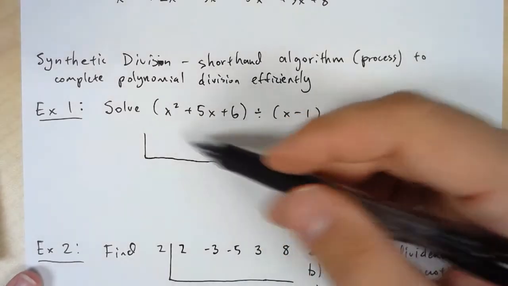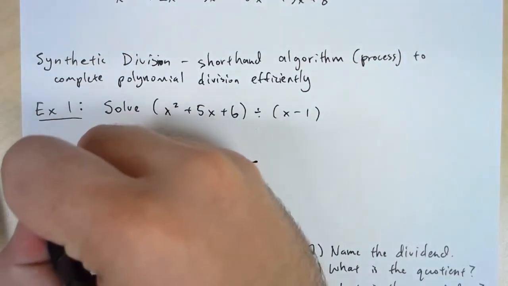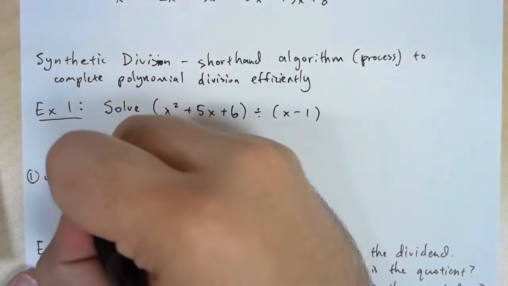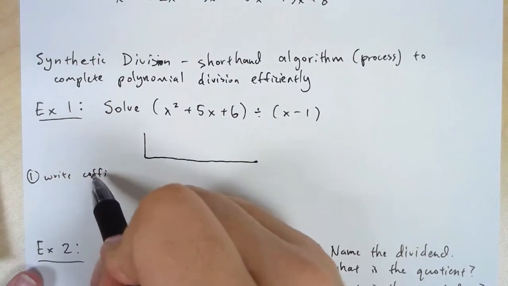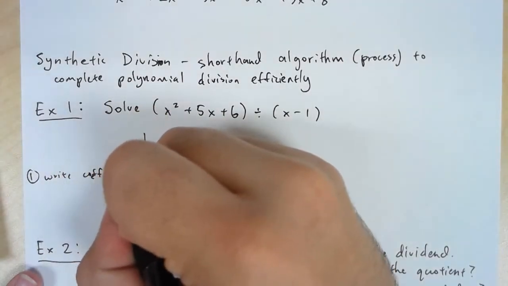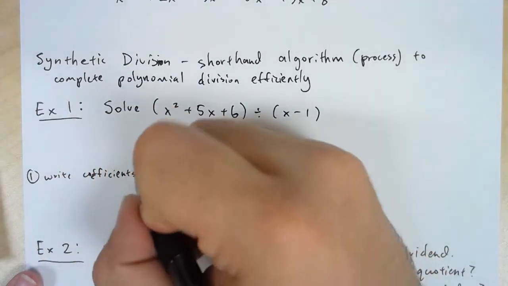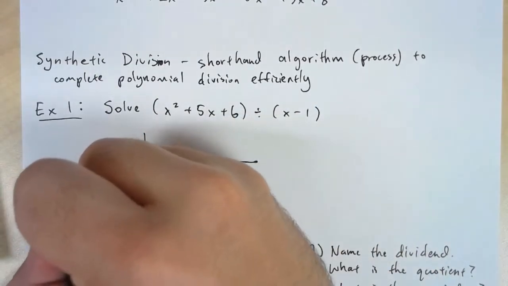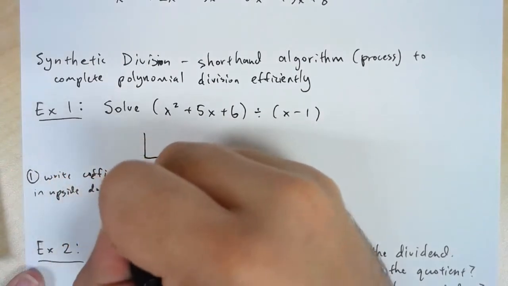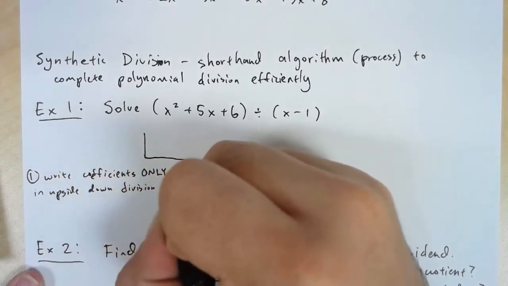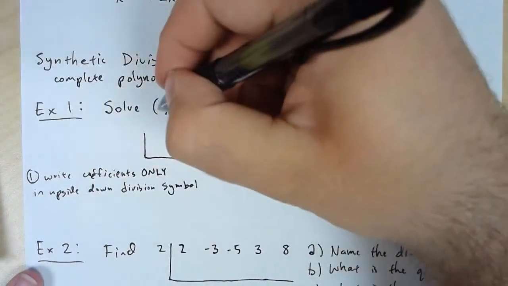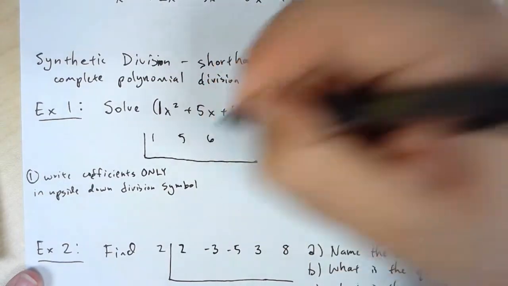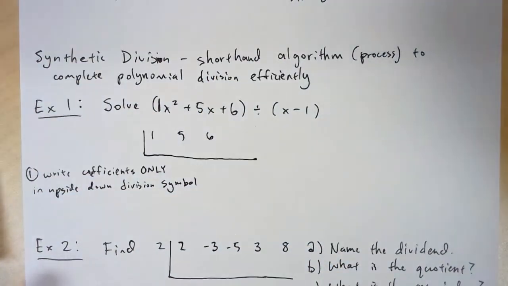On the inside of this, the first thing you're going to do is write the coefficients, and I mean only the coefficients, inside the upside down division symbol. Our coefficients are just those numbers in the front. So we have a 1, a 5, and a 6.